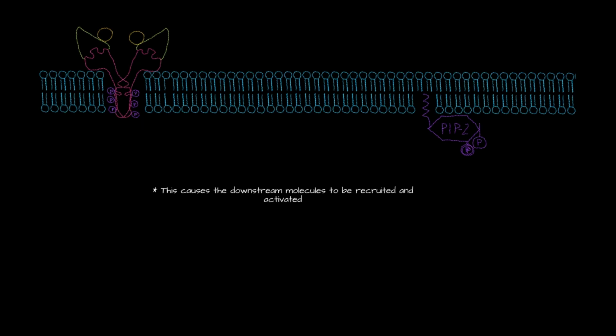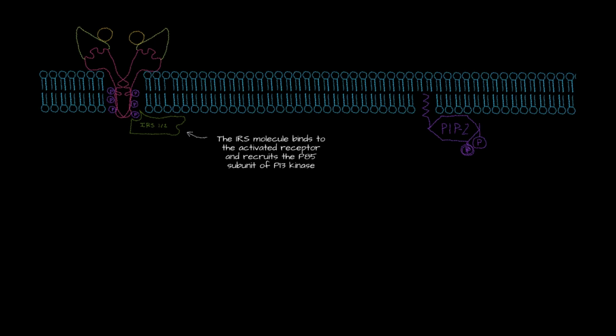This causes downstream molecules to be recruited and activated, which means the phosphorylated receptor creates binding sites that attract specific signaling proteins. These proteins bind to the receptor and get activated, triggering further steps in the signaling pathway, amplifying and spreading the signal inside the cell. IRS binds to the active insulin receptor through its PH domain, which recognizes the specific phosphotyrosines on the receptor, anchoring it for phosphorylation and activation.